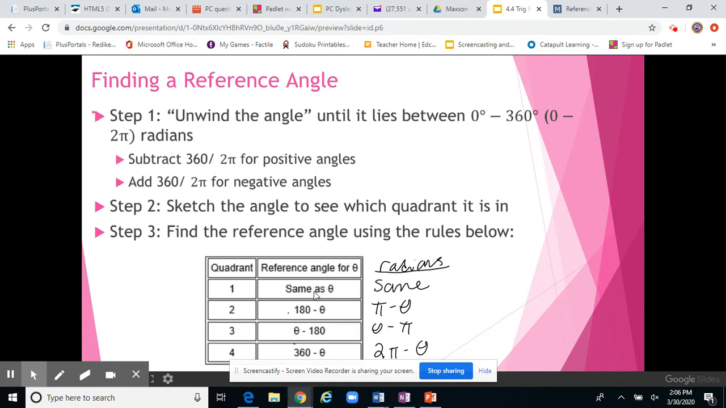So for quadrant 1, that's always the same as whatever your angle is, same for radians. In quadrant 2, it's 180 minus the angle. In radians, that would be pi minus the angle. So this is not 182 theta, it's 180 minus theta. For quadrant 3, it's the angle minus 180, or the angle minus pi in radians. And then for quadrant 4, it's 360 minus the angle, or 2 pi minus the angle in radians.